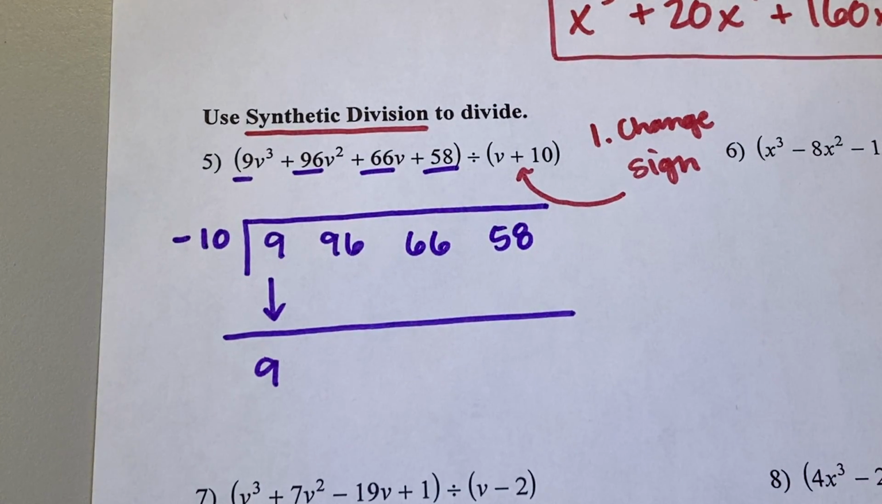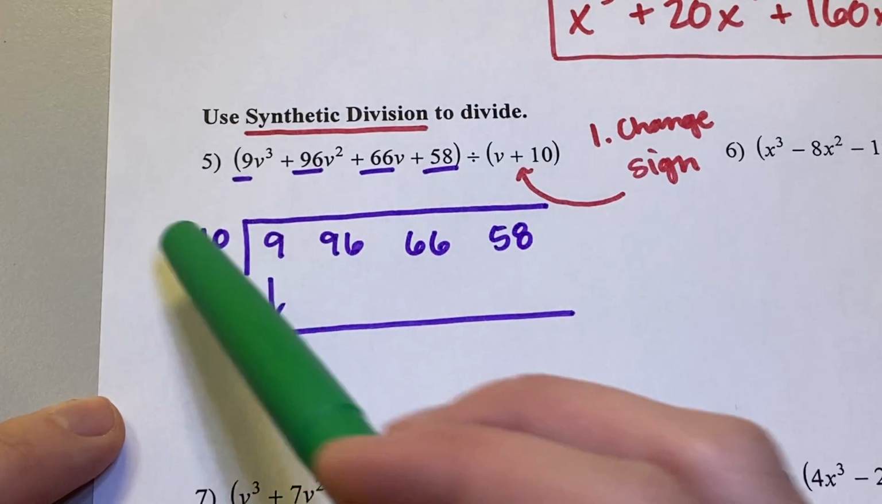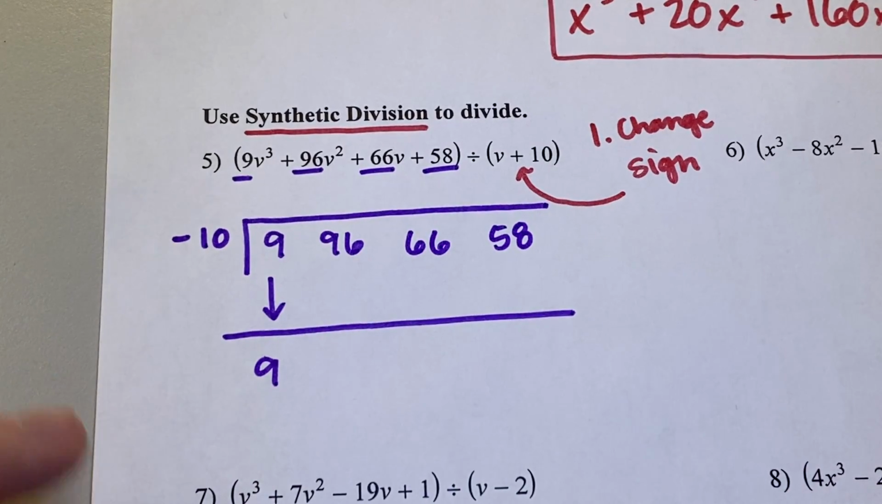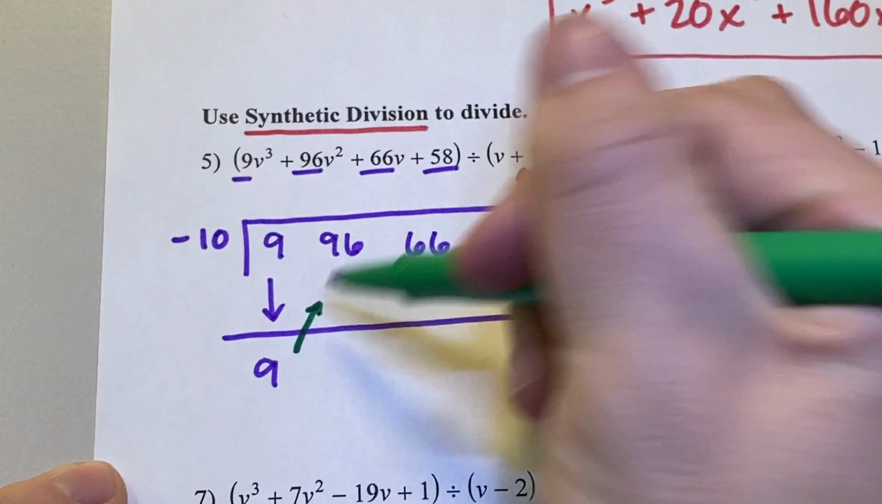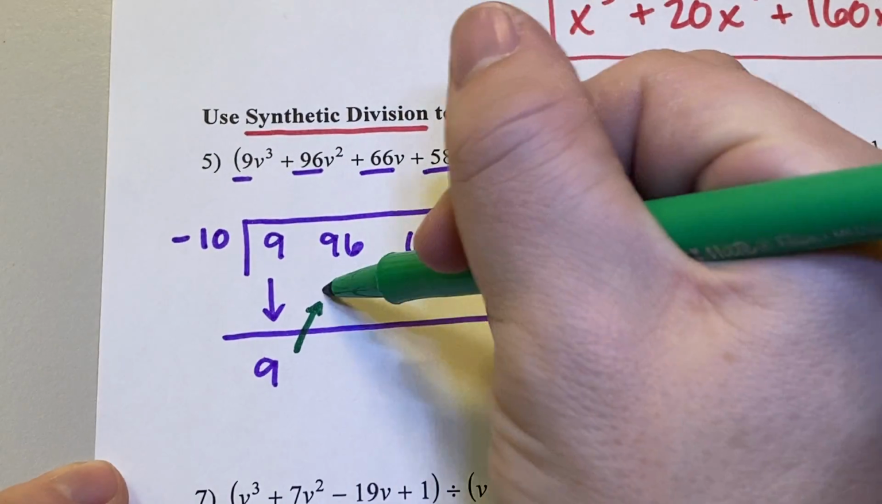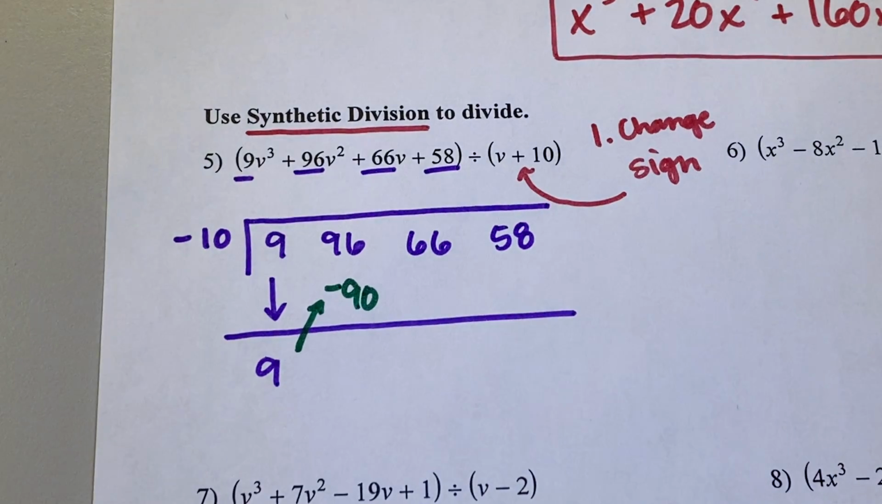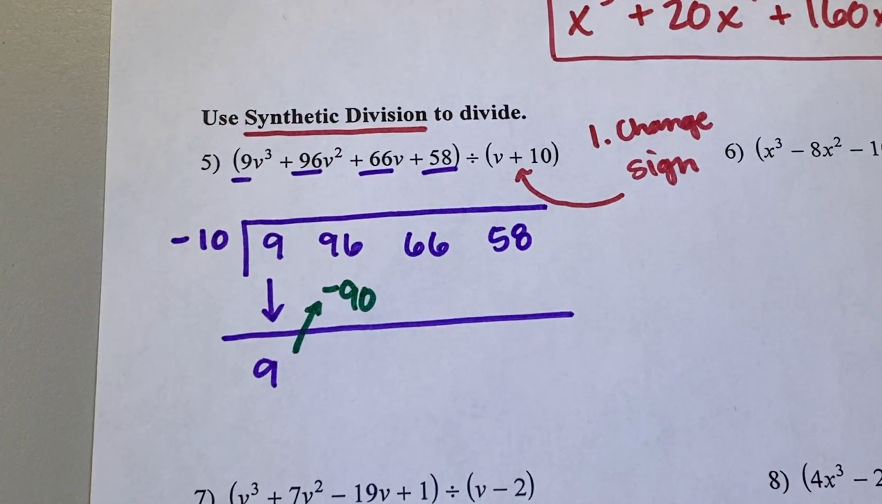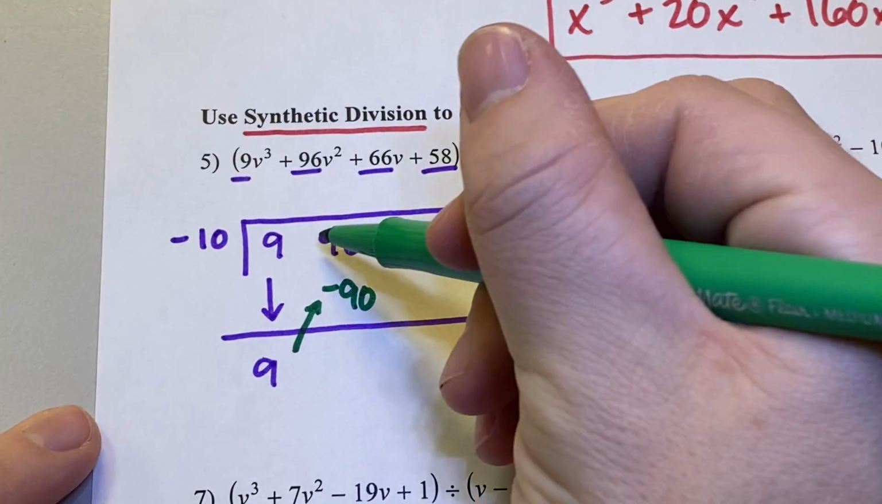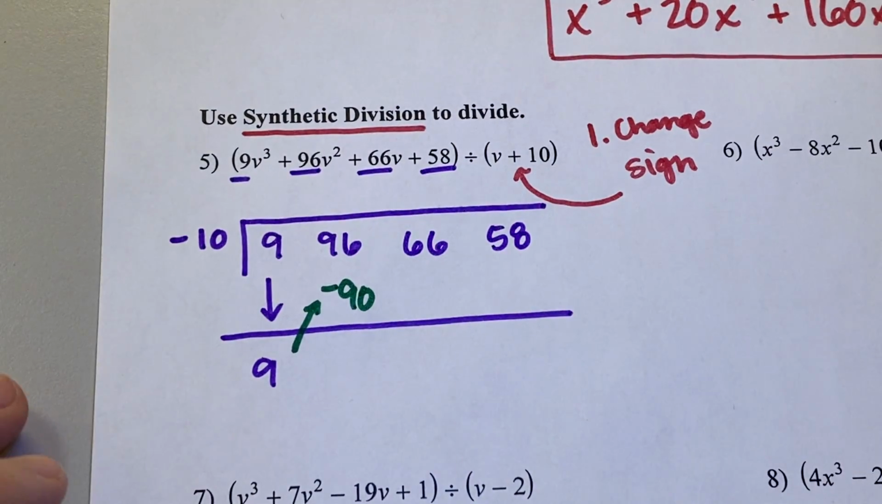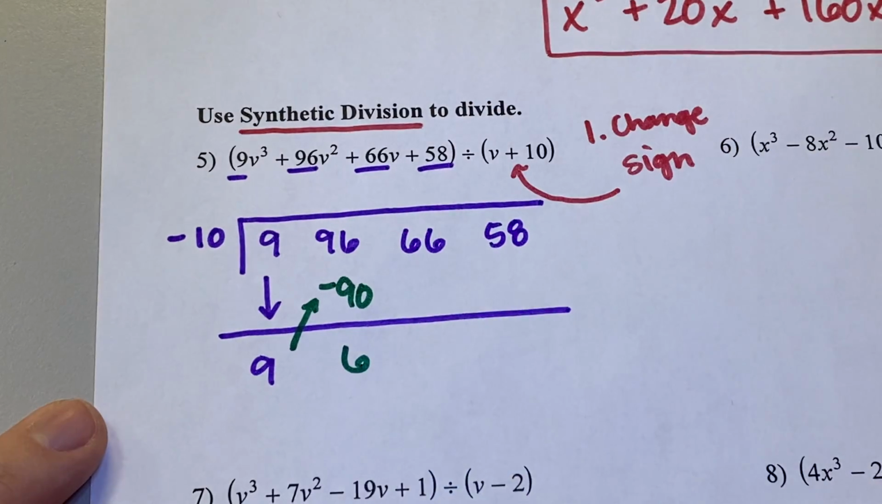Okay, now remember our pattern. What do we do with these two numbers, negative 10 and 9? Multiply. What is negative 10 times 9 going to give me? What's going to go in this spot right here? Negative 90. Negative 90 when I multiply. Okay, now you just combine straight down. What is 96 minus 90? 6. Positive 6.